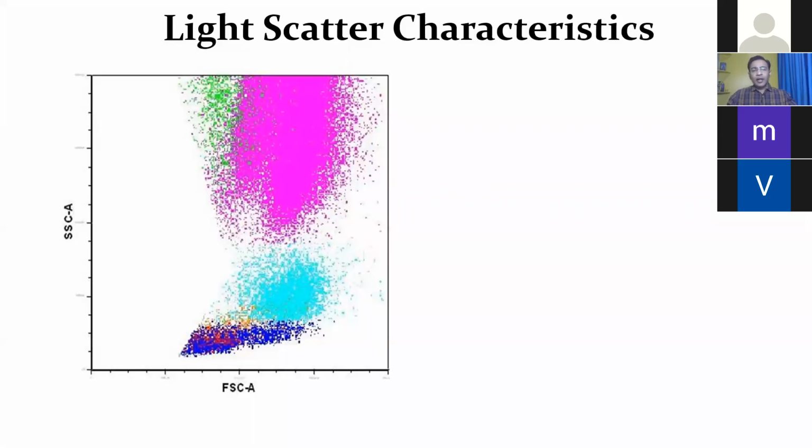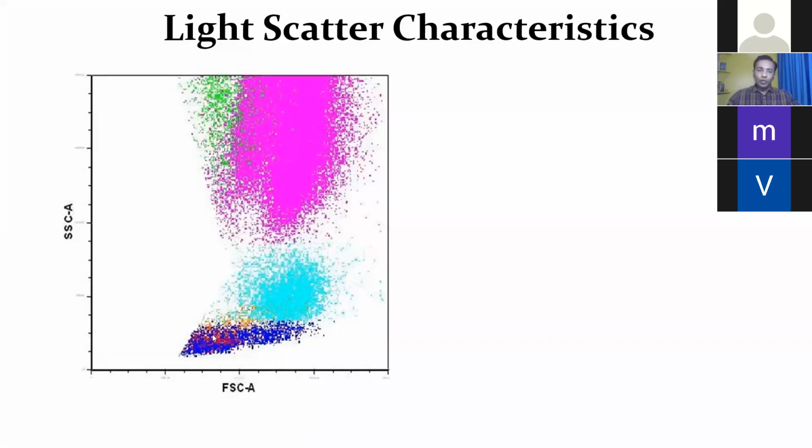Now, in the principle, I mentioned forward scatter and side scatter. If you look at this dot plot here, the y-axis represents side scatter, which means granules present inside the cell, because the granules and the complexity of the cell scatter the light, and that's why side scatter is collected from the side direction of the cell in the flow cytometer. And forward scatter indicates the size of the cell.